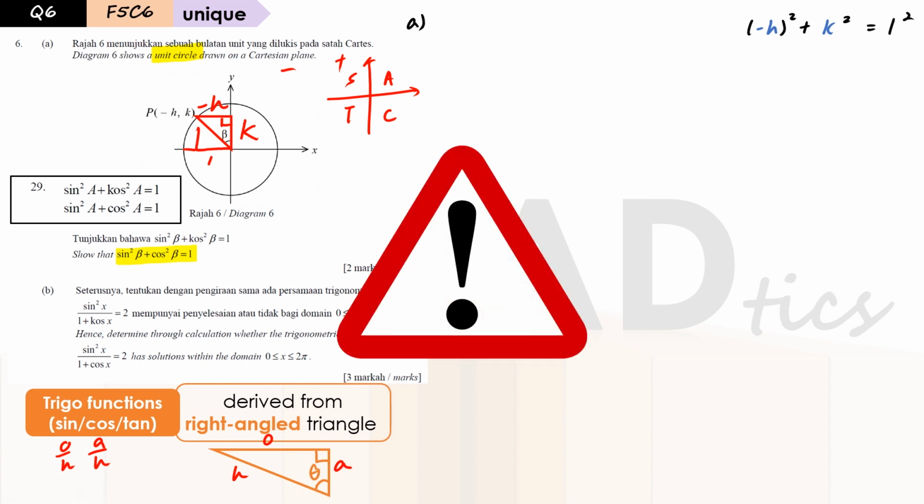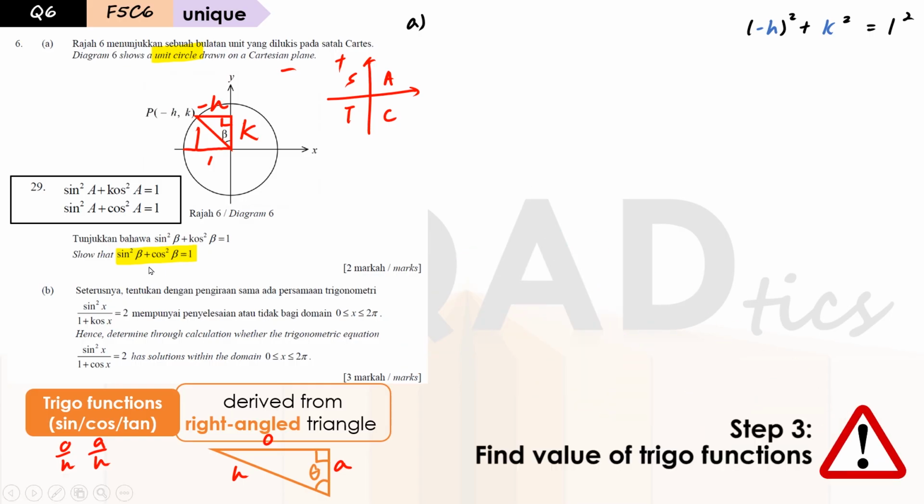Why don't we first find out the values of sine beta and cos beta? Maybe, with luck, negative h is sine beta, and maybe k is cos beta. So let's find out the values of sine beta and cos beta by using this triangle. Let's recall, sine beta is O divided by h, so here it will be negative h divided by 1, which is negative h. For cos beta, it will be adjacent, which is k, divided by the hypotenuse, which is 1, so the value is k. Now, can you see the similarity?